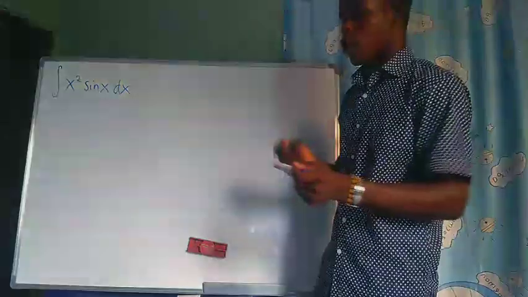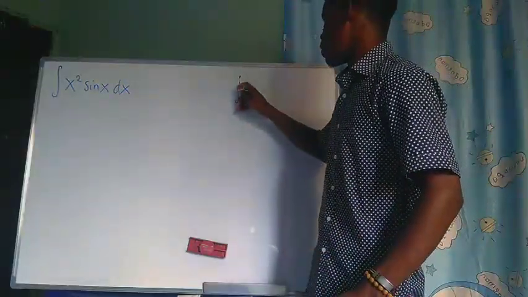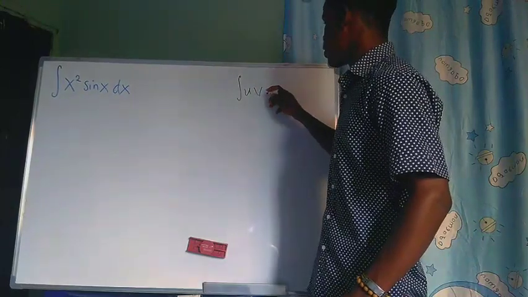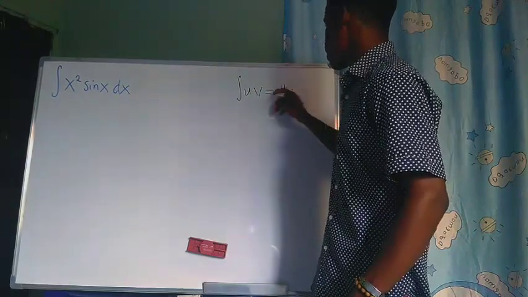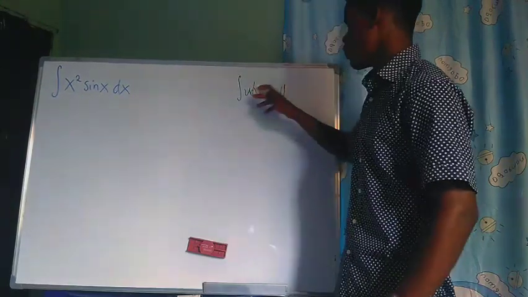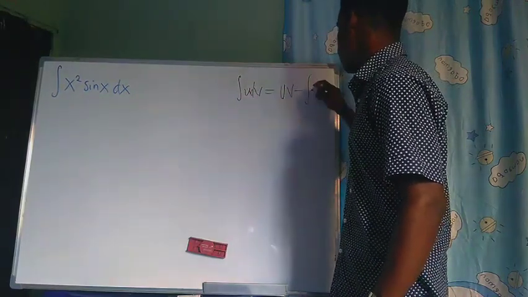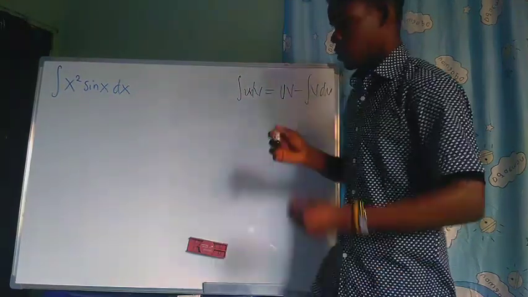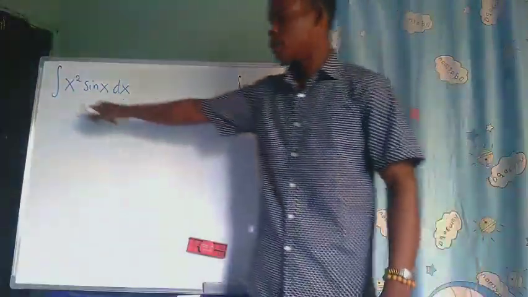Now, I hope you haven't forgotten the formula: the integral of u dv is equal to u times v minus the integral of v du, like that. So we'll be using this to solve this, alright?